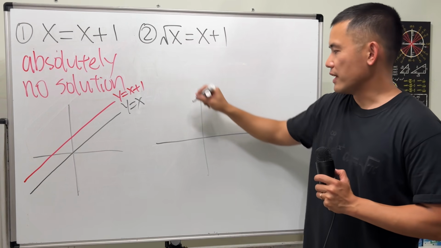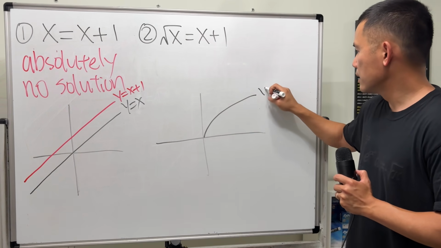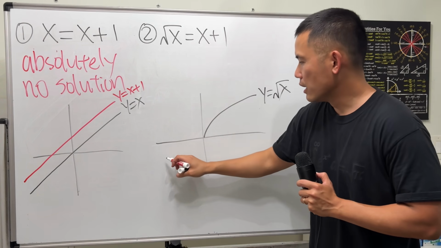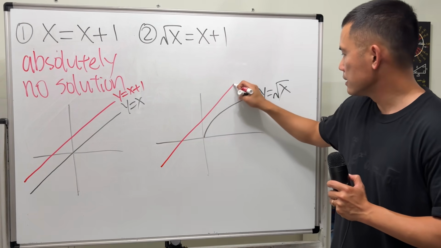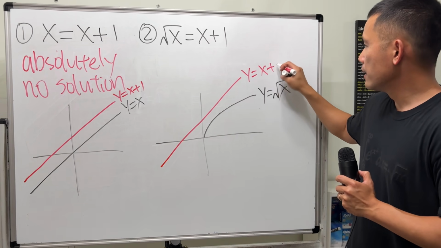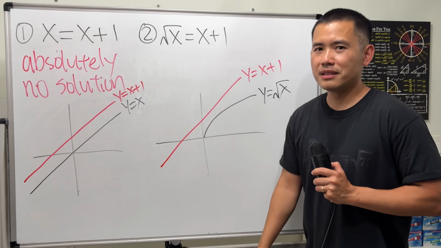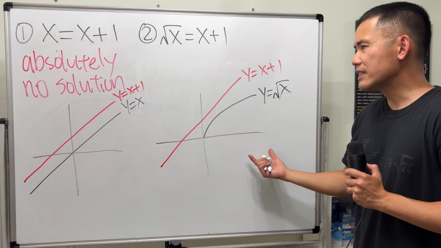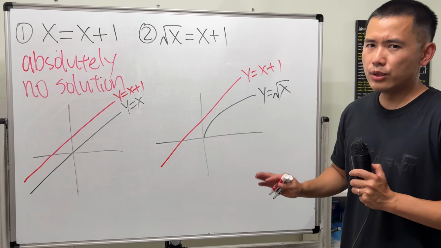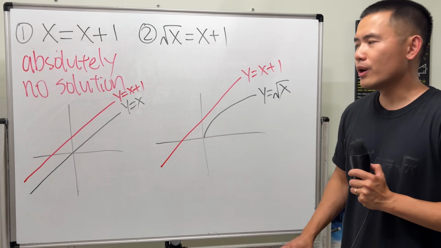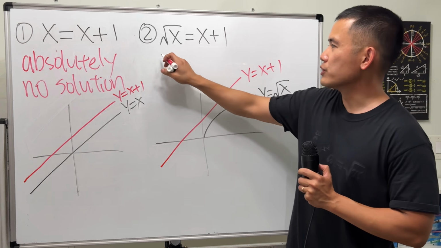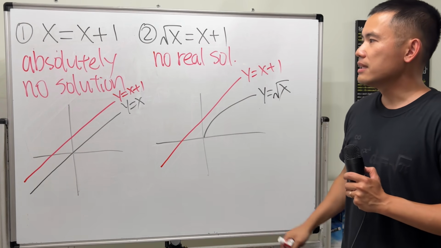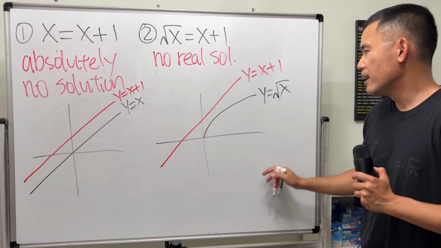First, let me graph square root of x. It will look like this. And then I'm going to graph y is equal to x plus 1, which is going to look like this. I know the picture is not the best, so have a look right here. They do not intercept either. So are we going to say this equation has absolutely no solutions either? Well, not quite. We can say this equation has no real solutions because it does have complex solutions.